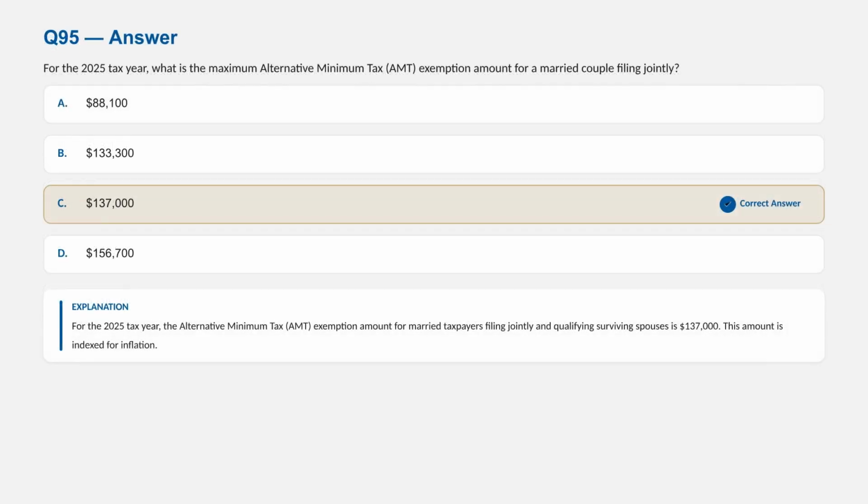The correct answer is C, $137,000. For the 2025 tax year, the alternative minimum tax (AMT) exemption amount for married taxpayers filing jointly and surviving spouses. This amount is indexed for inflation. Great. Now let's move to our next question.